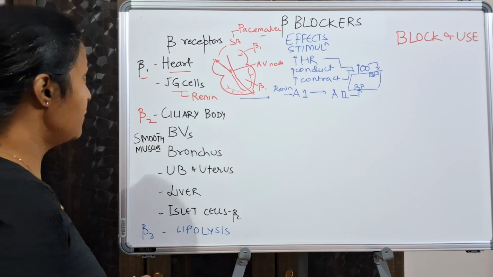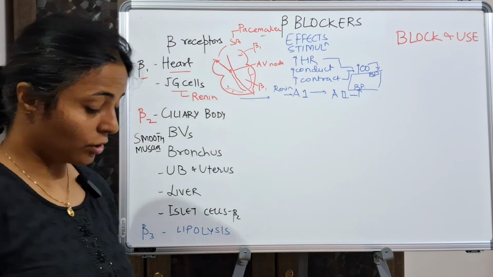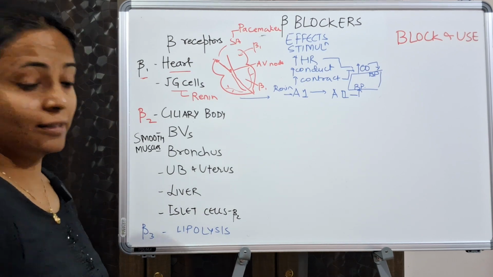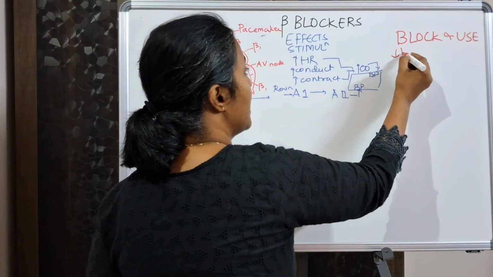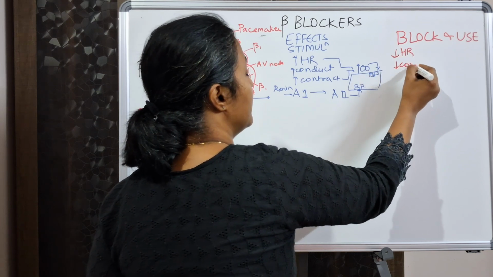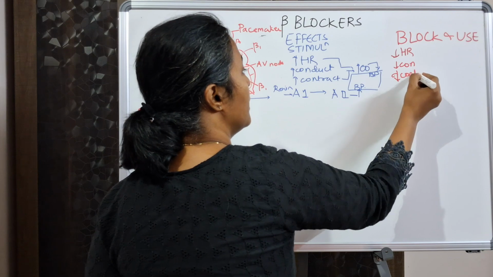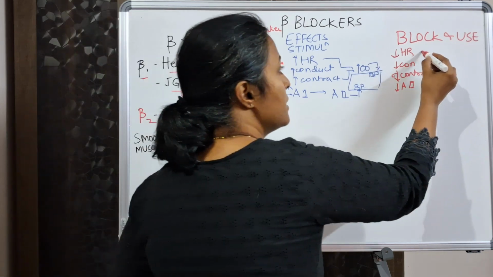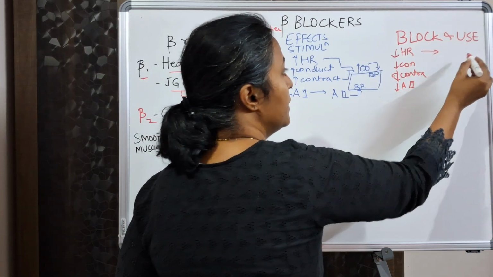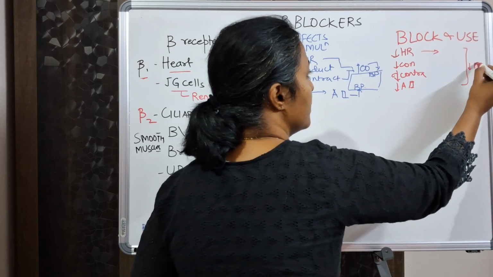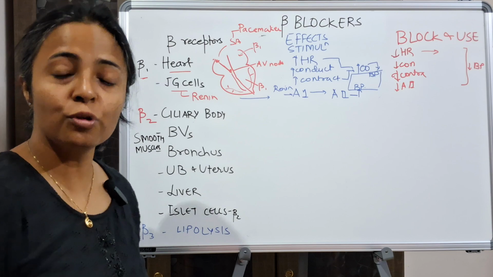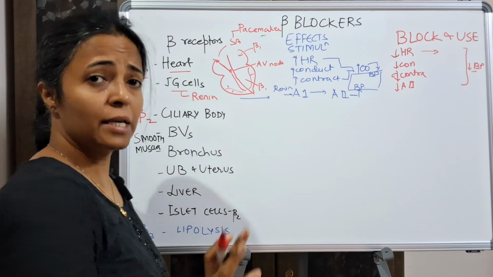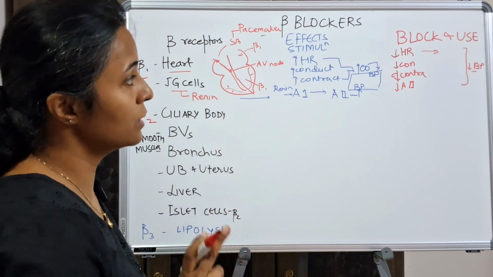Now if these beta 1 receptors are blocked, we have seen these are the physiological effects, so what will be the effect? Opposite. There will be a decrease in heart rate, a decrease in conductivity, a decrease in contractility, and a decrease in angiotensin 2 formation. So this is ultimately going to decrease the blood pressure. Yes, beta blockers are used to decrease the blood pressure. They are used in hypertension. They are not the first line drugs now, but in some compelling cases they are still used. So, decreased blood pressure.